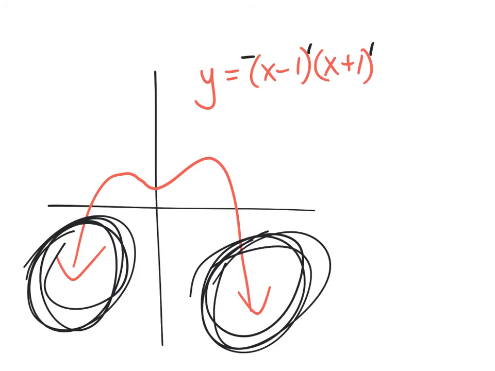How about this? Would you agree that this has 1, 2, 3 turns? Which means it really should be degree... If it's got 3 turns, is it degree 3 or 4? Degree 4. Okay, so this is not the right equation because it should be degree 4.